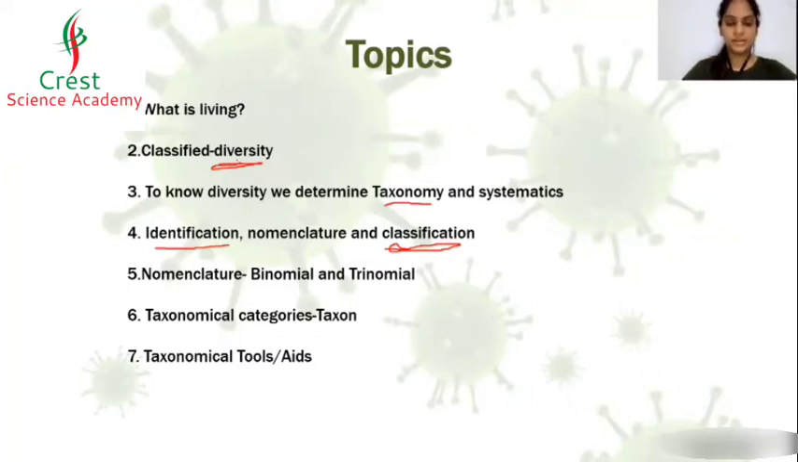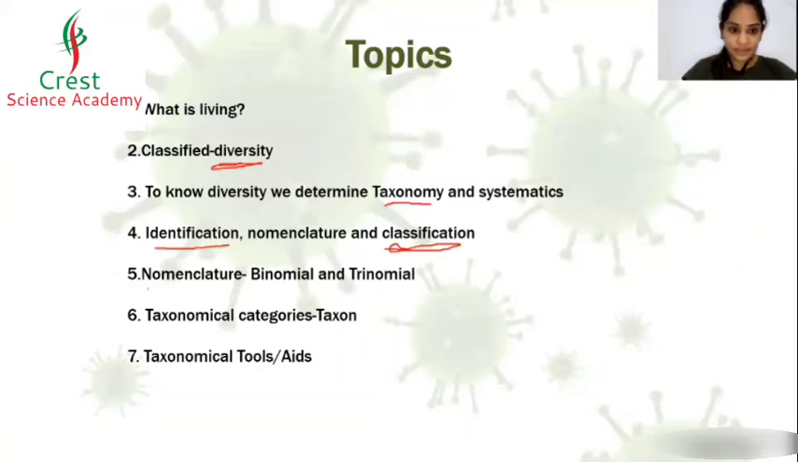We will learn this later on. To know about the diversity, we have to determine taxonomy and systematics. These terms are very new to you: the taxonomy, the systematics, diversity. I know these are very new things to you. I will explain each and everything in detail. So what is taxonomy? It is the other word we use for categorization or the categories. Categorization in the biological sense, in this unit, is termed taxonomy.